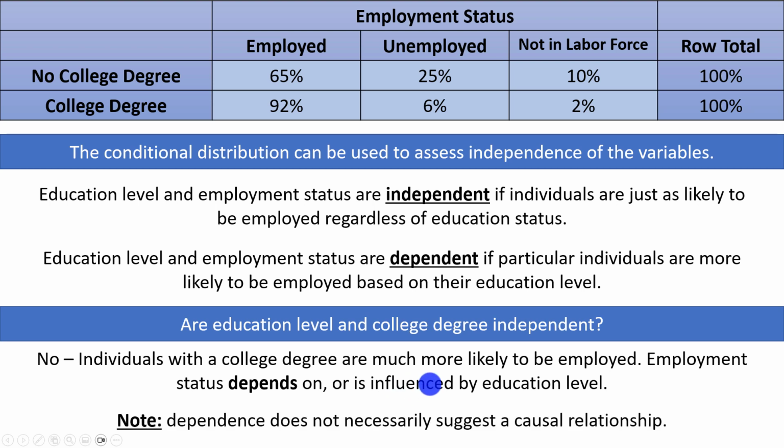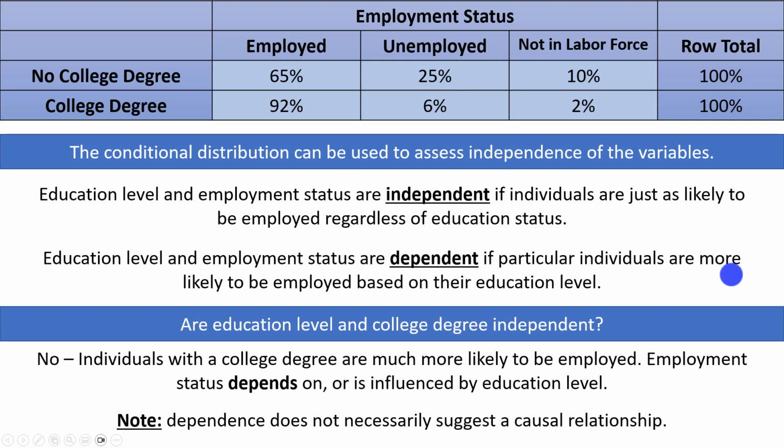Now, I should make the caveat that this dependence does not necessarily suggest a causal relationship. Probably does to some degree in this example, but by causal, I just mean that in isolation, changing the row variable should change the column variable. We haven't proved that in this type of example, so we just know there's some kind of relationship there. Is it causal? Maybe, maybe not. We will talk more about causal relationships in a future video.